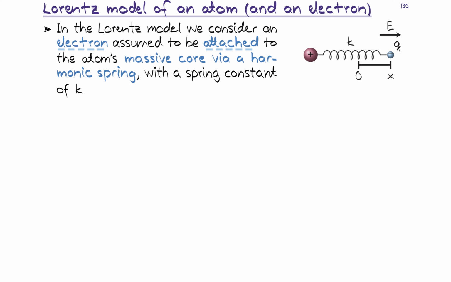And this is a schematic explaining what happens. Here we have a positively charged nucleus, so the atomic core, and then we have this single electron attached to the massive core with a harmonic spring. Harmonic just means that the force has a linear dependence on the displacement from the equilibrium position, and displacement here is denoted with x. So here we have a single electron, and here we have a massive core.